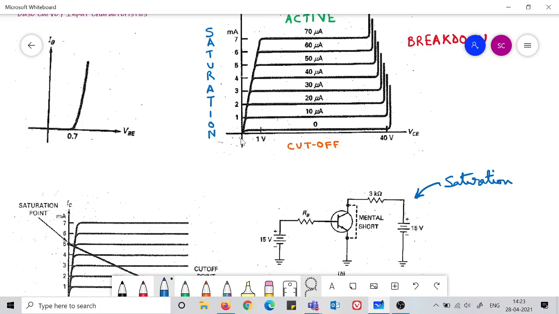So IC during saturation is nearly this value, VCC divided by RC. That much only, because this is 0 volt. So it is simply 15 by 3, which is 5 milliampere in this case. So in the saturation region your current will be near about 5 milliampere. Okay, so that is how we analyze the saturation current, with this idea of mental shorting.